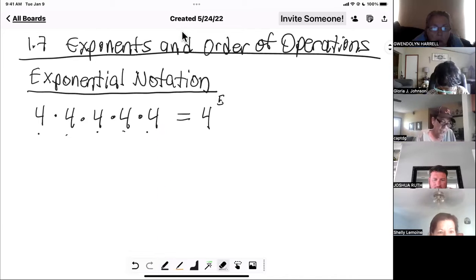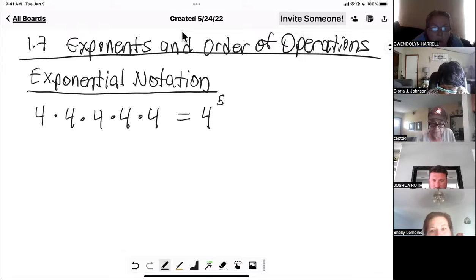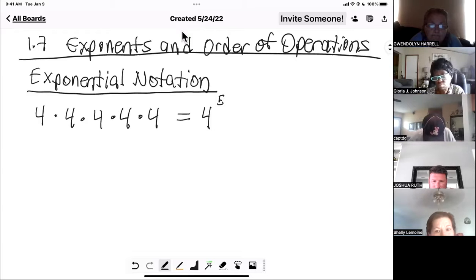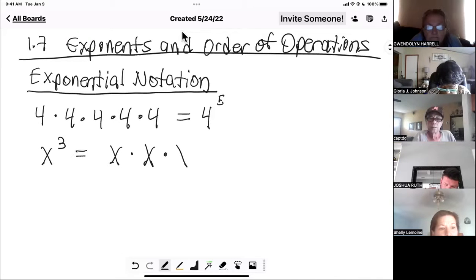And that's what an exponent means. How many times is that number used? How many times is that number multiplied? When we get to algebra, which is, guess what, next section, we can also use that in algebra. So if I just give you a preview, if I say x to the 3rd, that just means I have x times x times x. I had 3 x's multiplied together. And that's what an exponent means. And that's called exponential notation.